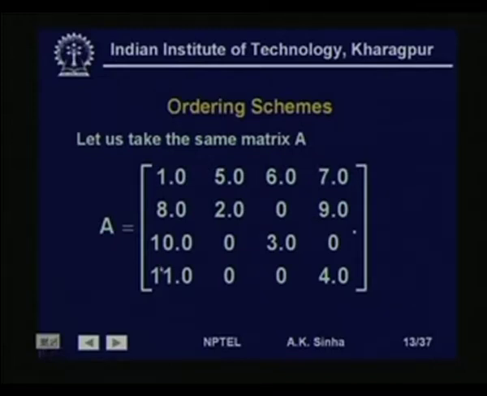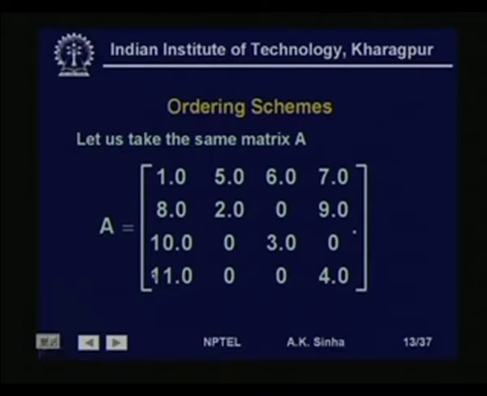Now, if you look at this matrix, we find that we have only 2 elements in row 4, 2 elements in row 3. We can choose any one of them, because here this row has 3 and this row has 4. So, if you look at the ranking, this row has the minimum number of non-zero elements, we can choose any one of them.